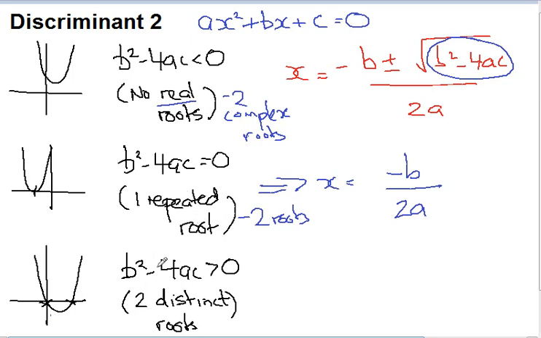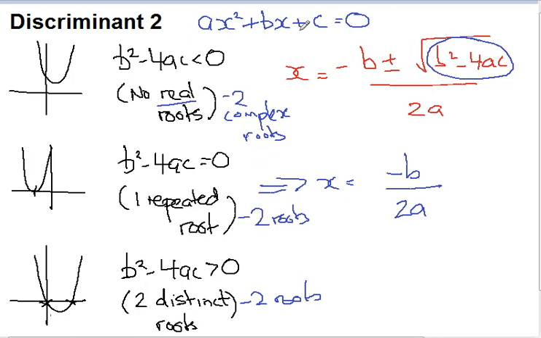And when b squared minus 4ac is greater than 0, you can see that this is going to be bigger than 0. Let's say, for example, it's 25. Then we're going to get the square root of 25, which is 5, and we're going to get two distinct, different roots. So in this case, we do get two roots as well. Two distinct roots.